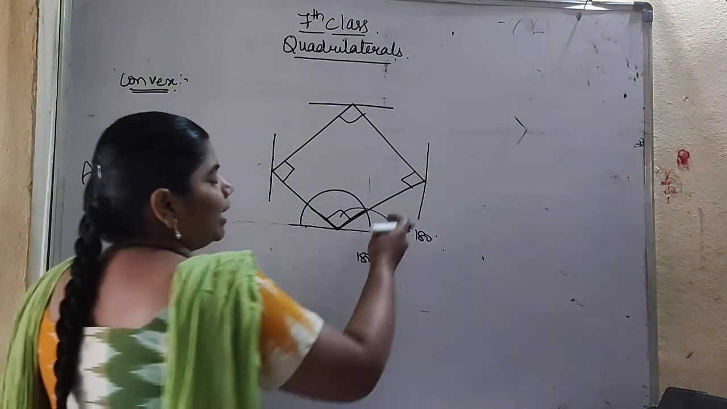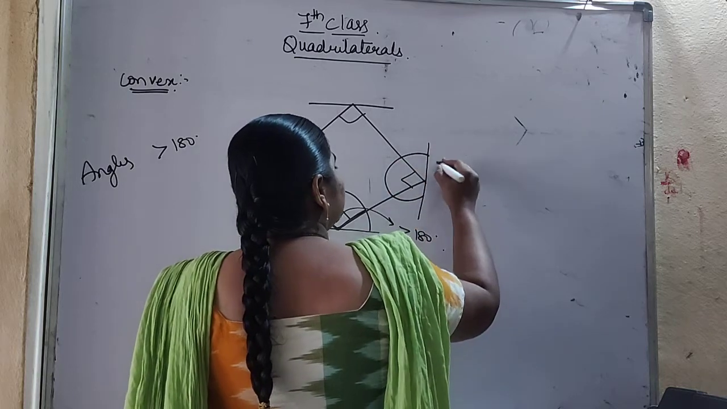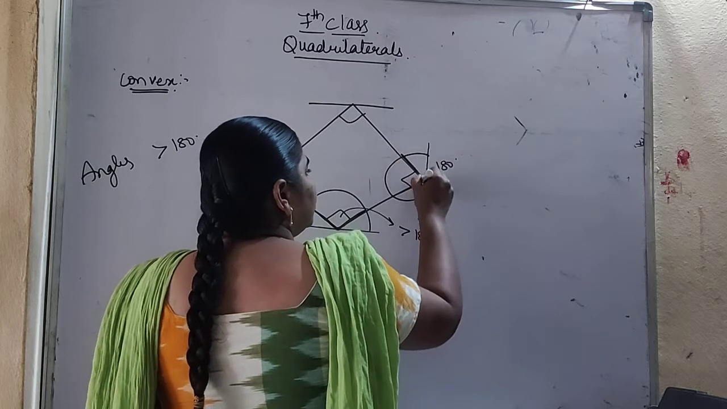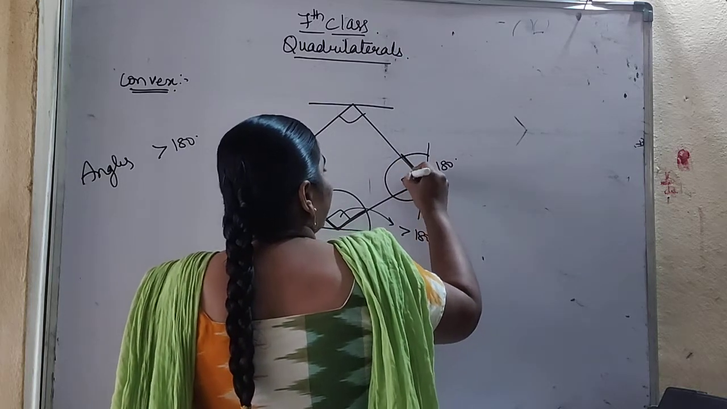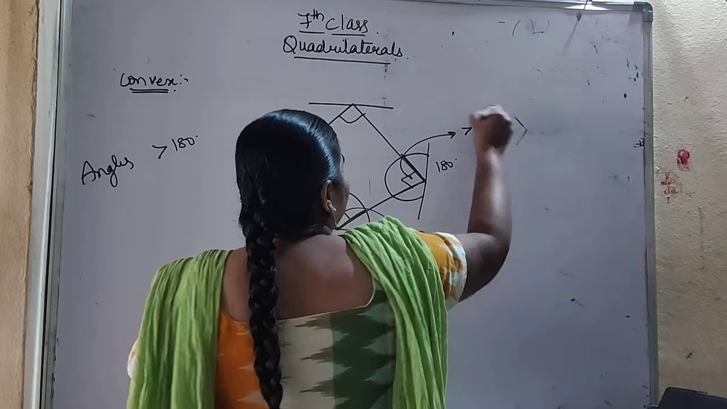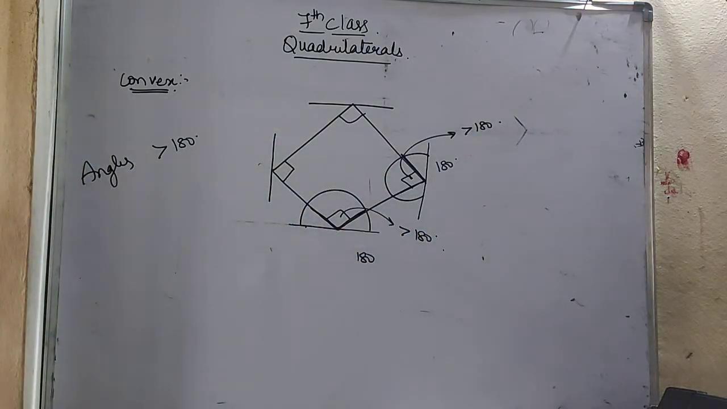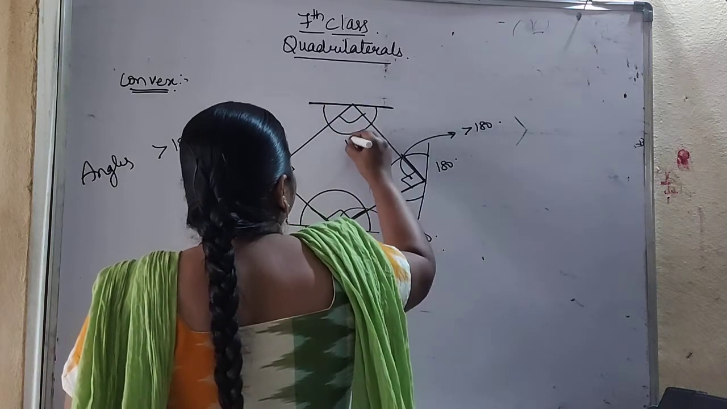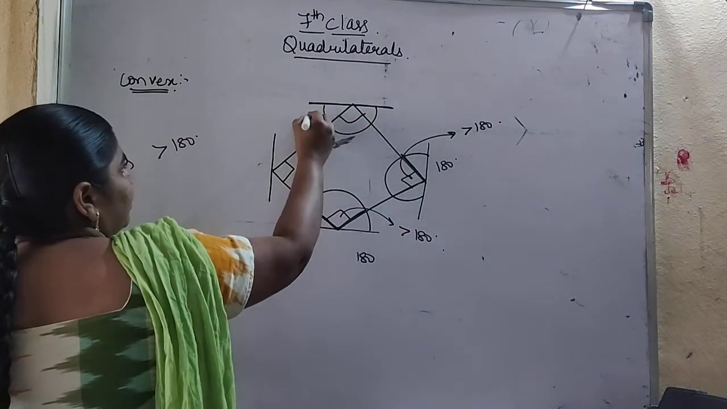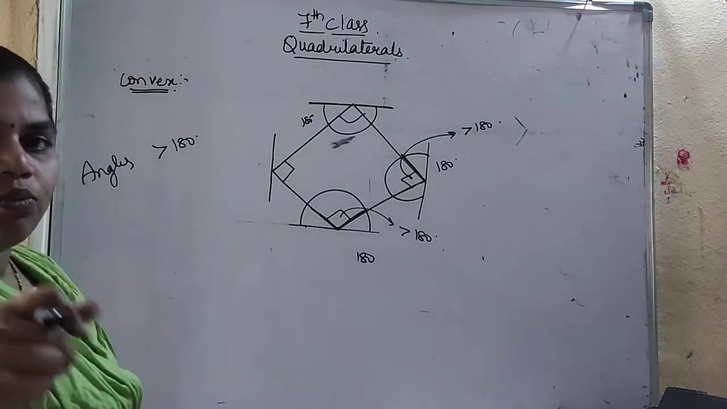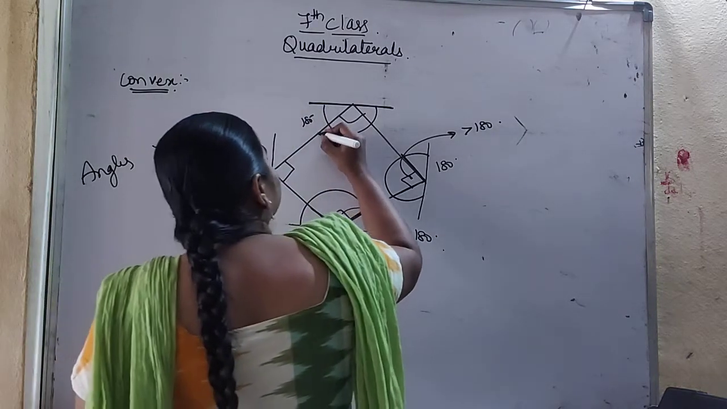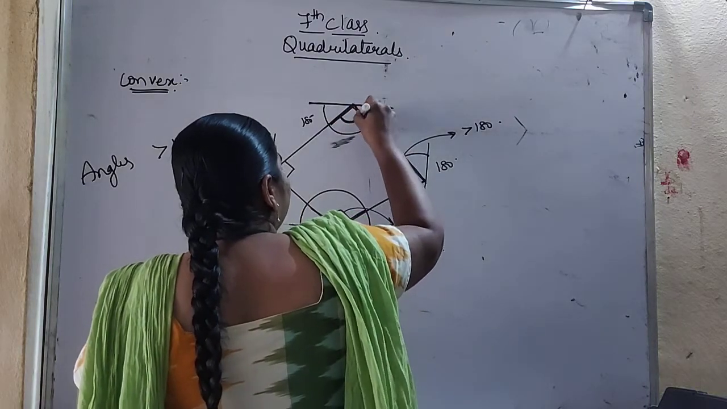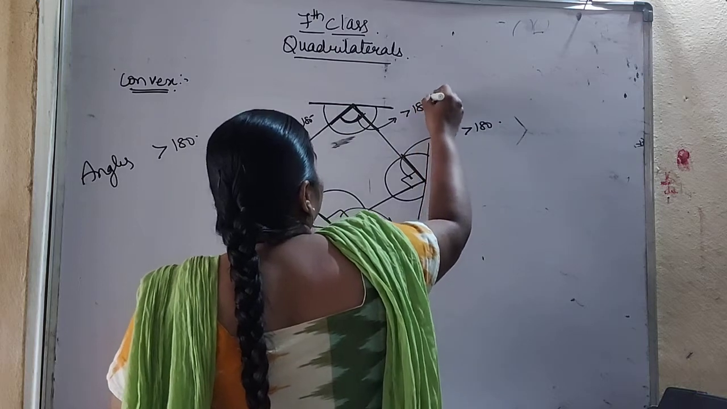In the same way, if you take this, the full angle will be equal to 180, but the angle has been formed till here only. Our figure is till here only, so this angle will be less than 180. Now, if you take one more angle, this full angle will be equal to 180, but in that 180 degrees, we are using only this part. That means this will again be less than 180.